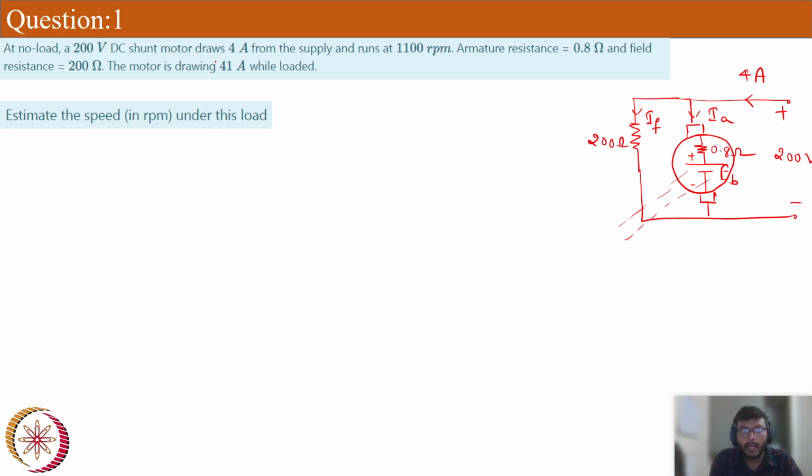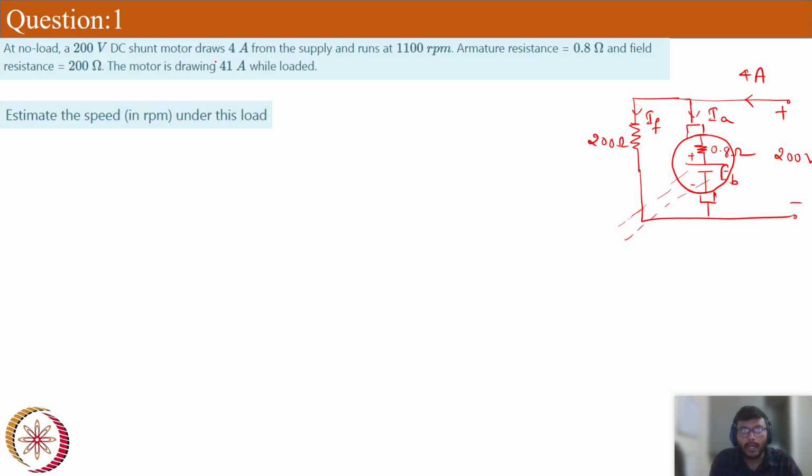Once I get back EMF, we know that back EMF is proportional to K phi speed. In that, phi is proportional to my field current, which I can always calculate. Can anyone tell me how you can calculate IF? Very simple, even by seeing the figure. Supply voltage divided by field resistance. Yes, correct. Supply voltage is 200 and field resistance is 200, so IF is 1 amp. It is always easy to calculate field current from the diagram. You're correct, Saurabh, you divide 200 by 200 to get the field current.